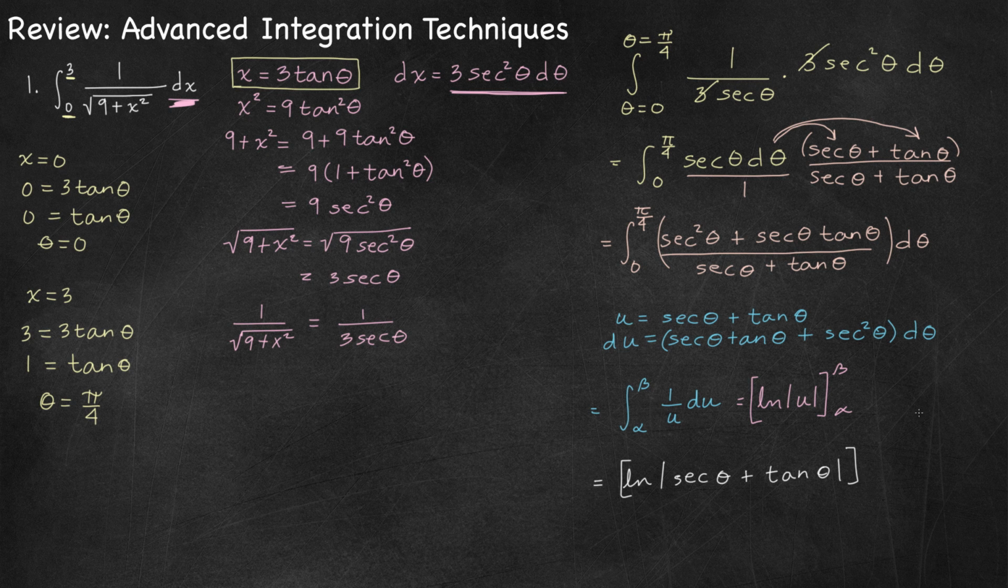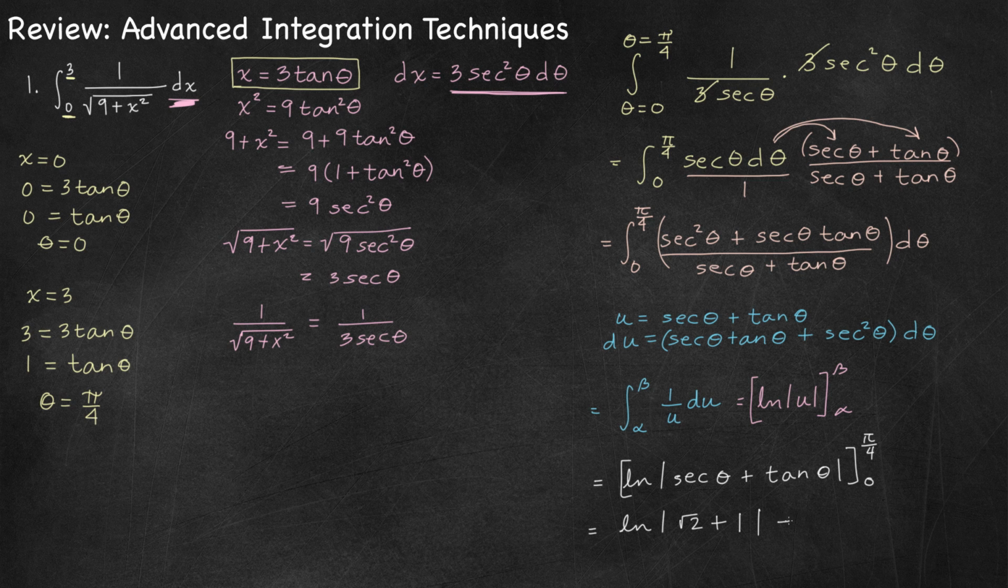And now that we're back in terms of theta, we can use our 0 and our pi over 4, which were theta values. Okay, so we want to substitute pi over 4 in for theta. And that's going to give us the natural log of the absolute value. The secant of pi over 4 is the reciprocal of cosine pi over 4, and cosine of pi over 4 is 1 over root 2. So the reciprocal of that is root 2. Plus, the tangent of pi over 4 is 1. Okay, and since root 2 plus 1 is positive, we don't need the absolute value there. We can go to parentheses.